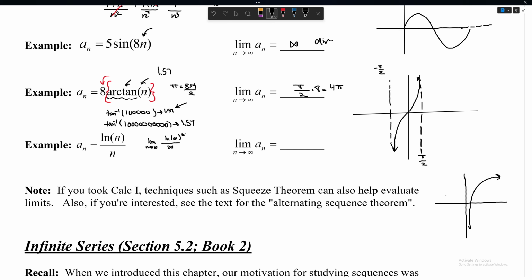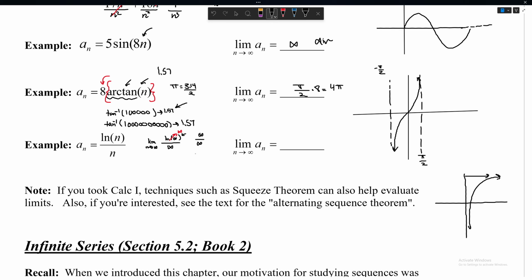Okay? But don't mistake this for your arctan, or for other graphs that plateau. Your ln actually doesn't plateau. It just increments slowly, but it doesn't plateau. So if you take your ln of a big number and then you take the ln of an even bigger number, you'll get a different value. It doesn't plateau, and so this actually goes to infinity, right? And this also goes to infinity. And so what you get is infinity over infinity.